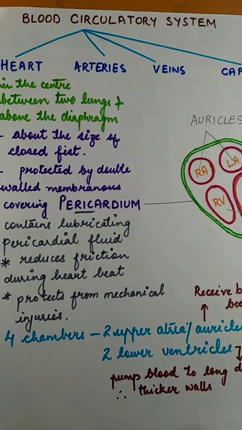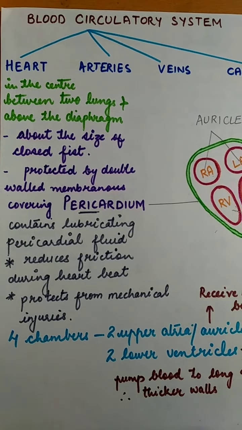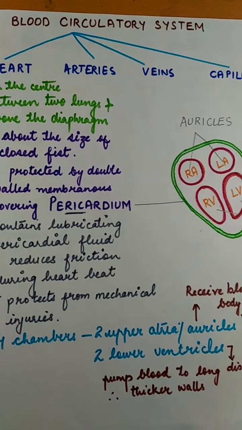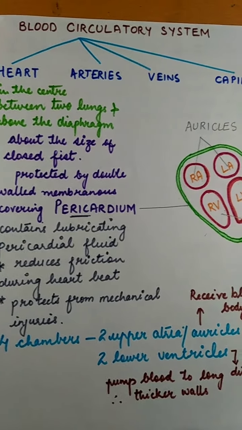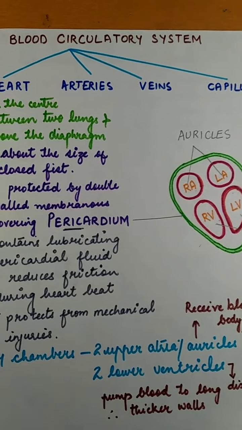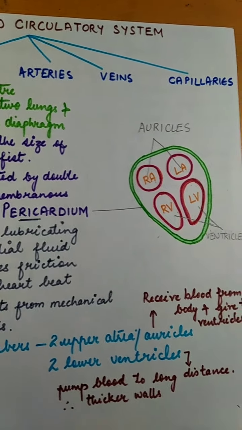Hello students, the topic that we will start today is the blood circulatory system. This system is basically composed of four different parts. It includes our heart, arteries, veins and capillaries.